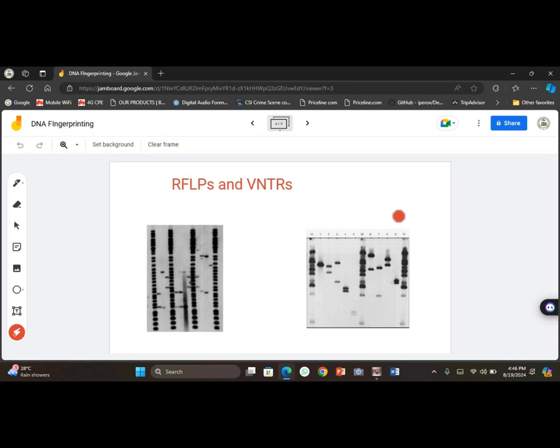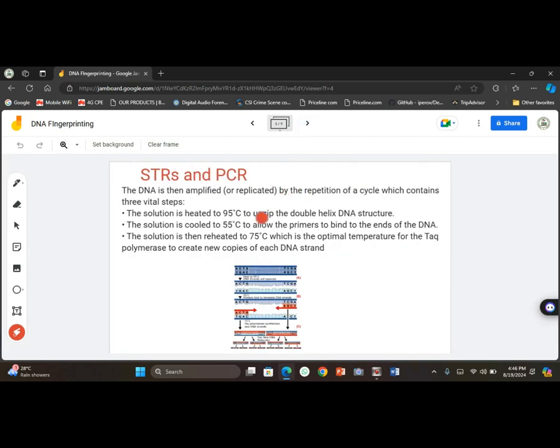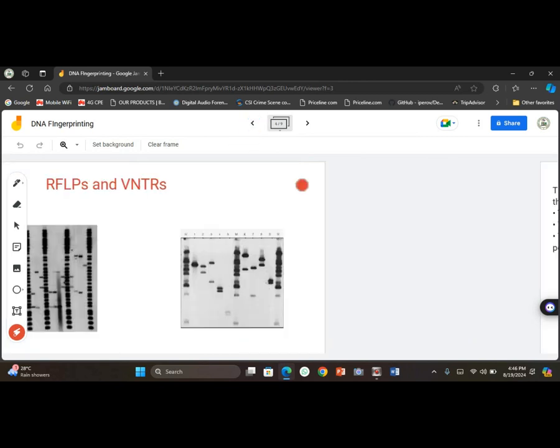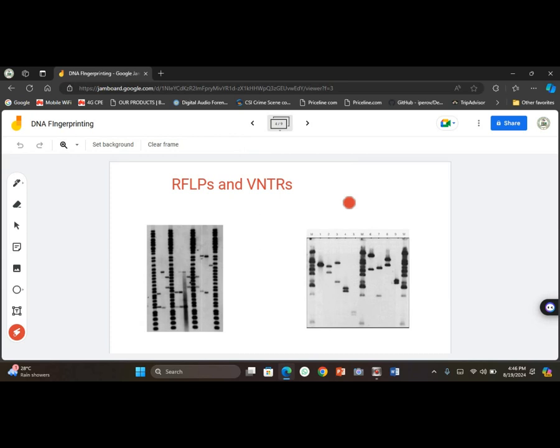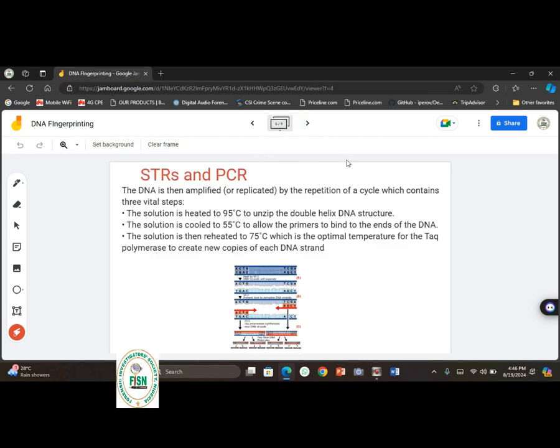So let's go to the third one, which is STRs. That's the third one. Recall that we said we have three methods of fingerprinting. The first one is RFLP, the second one is VNTR, and the third one is STR. Currently, the most popular method of DNA fingerprinting is short tandem repeats, which we shorten to STR.